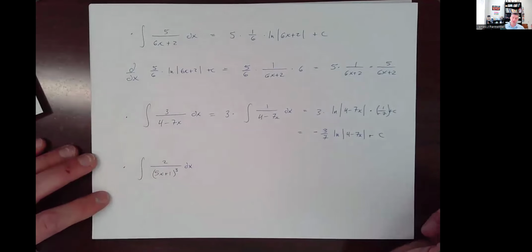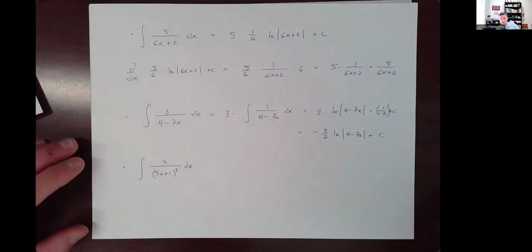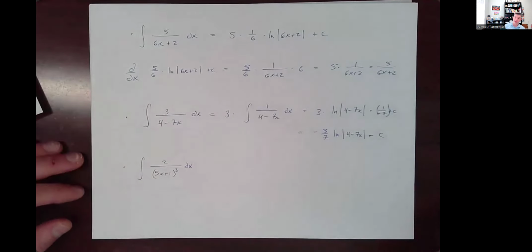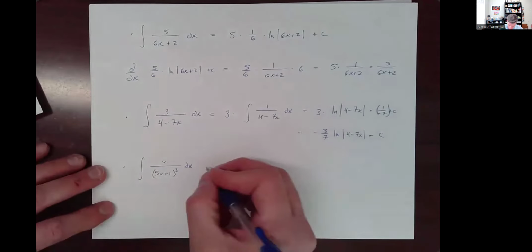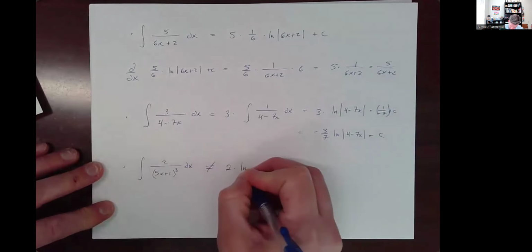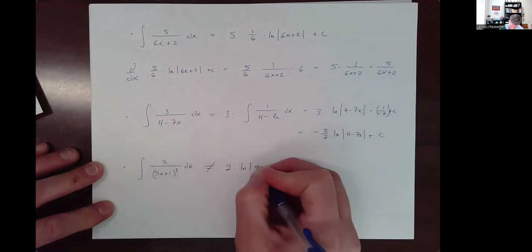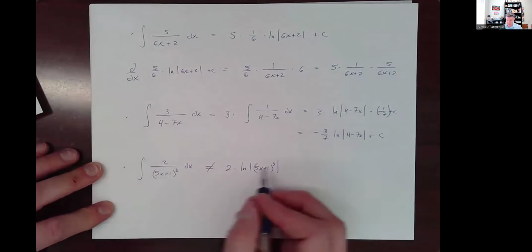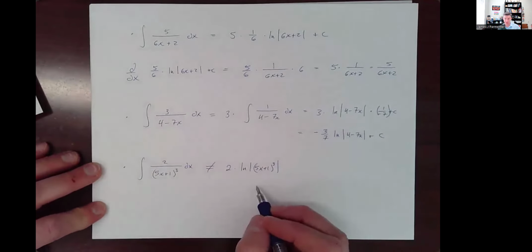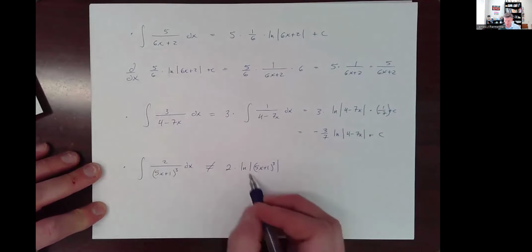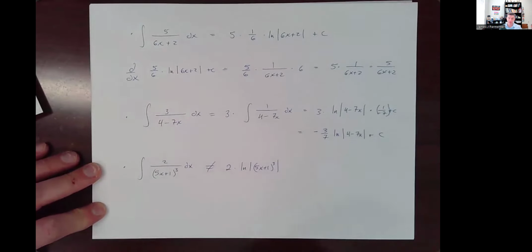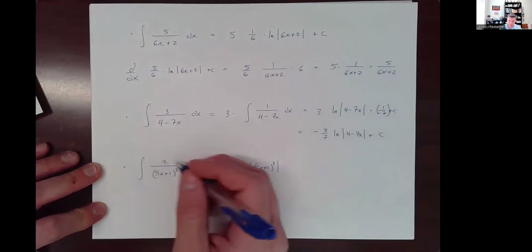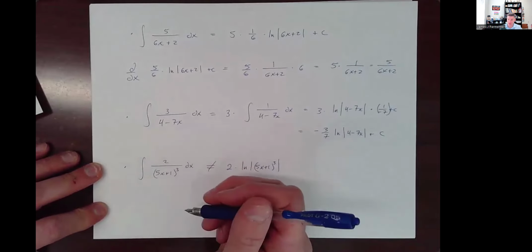And I have to stress here, the integral of this is not 2 times the natural log of the absolute value of (5x plus 1) cubed. The reason it's not is because if you take the derivative of this, you get 2 times 1 over (5x plus 1) cubed, multiplied by the derivative of (5x plus 1) cubed, and we don't have that in our integral here, so that's not the right way to go.